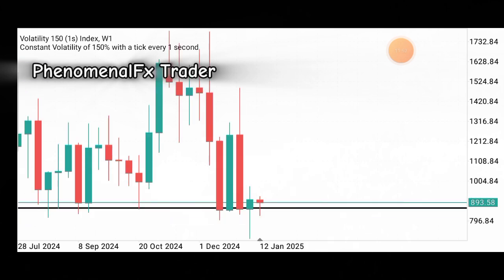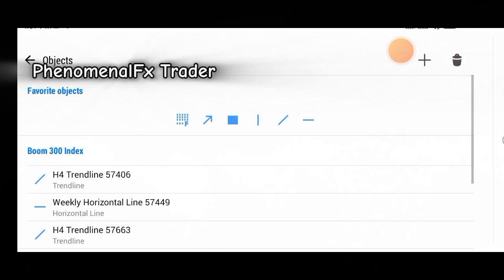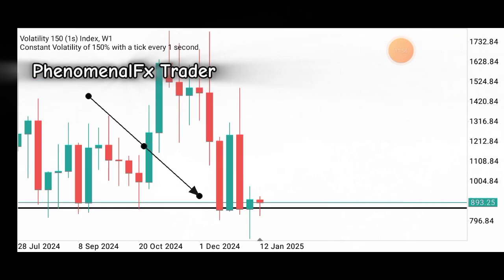Now the last week's candle, what happened? You can see the sweep, guys. This is a very nice sweep. You can see this wick down here, and the body closed bullish right here.